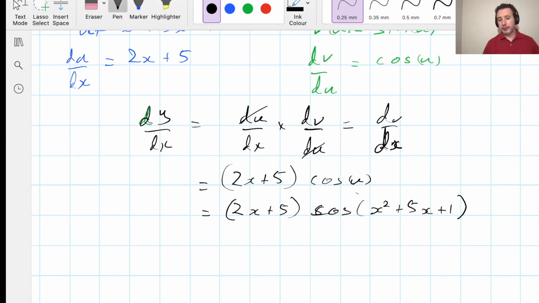And so the chain rule can get bigger and bigger. There's a repeated chain rule you can have a look at as well, but really the same premise. It just keeps on breaking it down to its smallest parts and then building it back up. And so that's the chain rule.